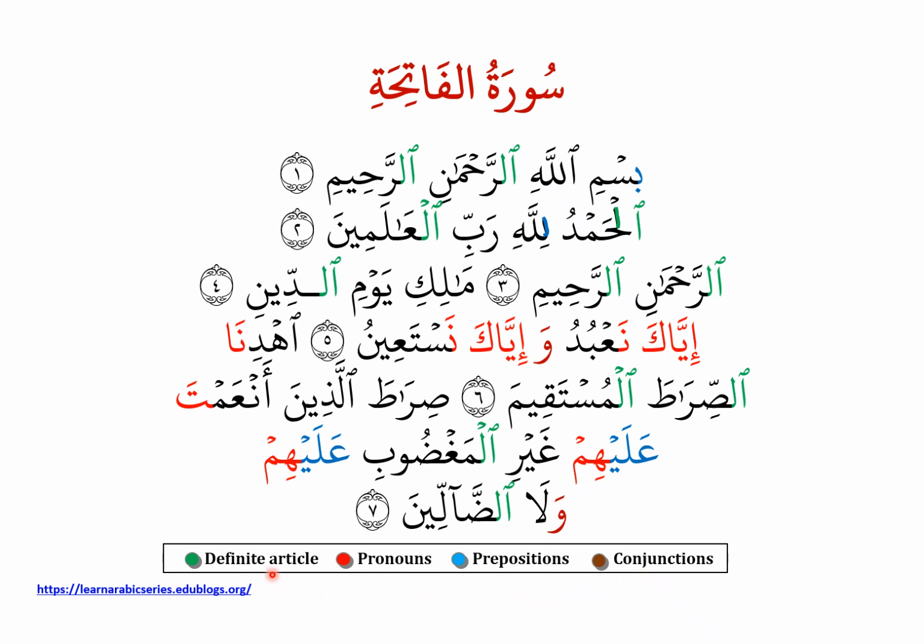And why did I choose these 4 parts of speech and color code them? That's because these parts of speech are most commonly attached to the words that they follow or come before. So you see, for example, the Arabic definite article here, it doesn't stand alone as a separate word. It's actually connected to the word it comes before. The same thing with pronouns. So they're like 2 in 1, or sometimes 3 words in one, connected in one word.